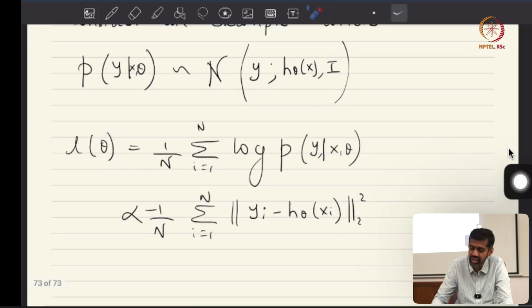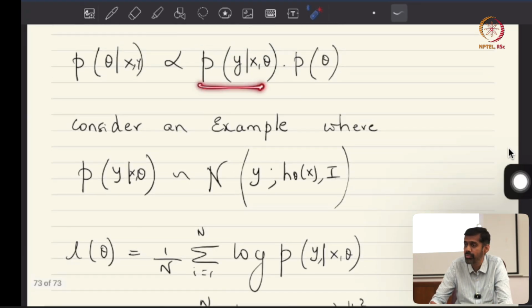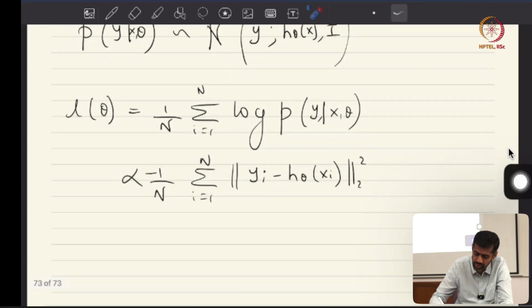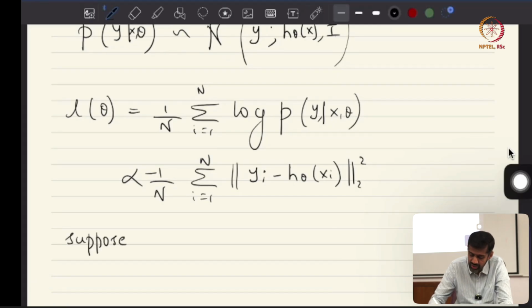Now this is the likelihood term. What about the prior? Suppose we assume the prior on theta to be another Gaussian distribution.